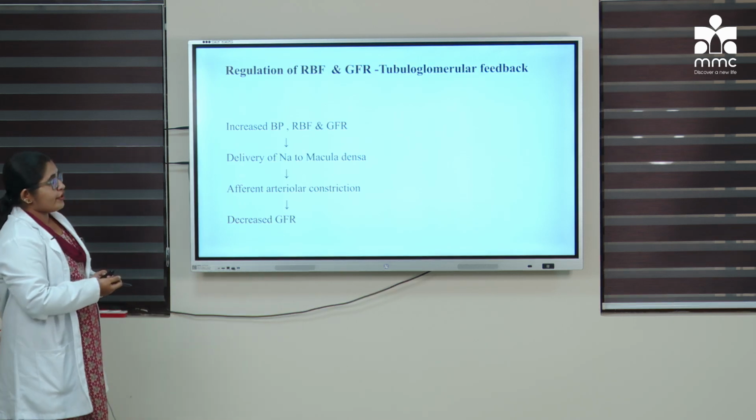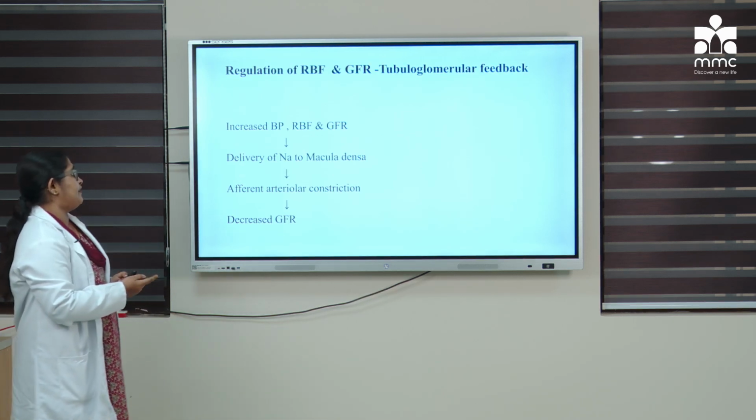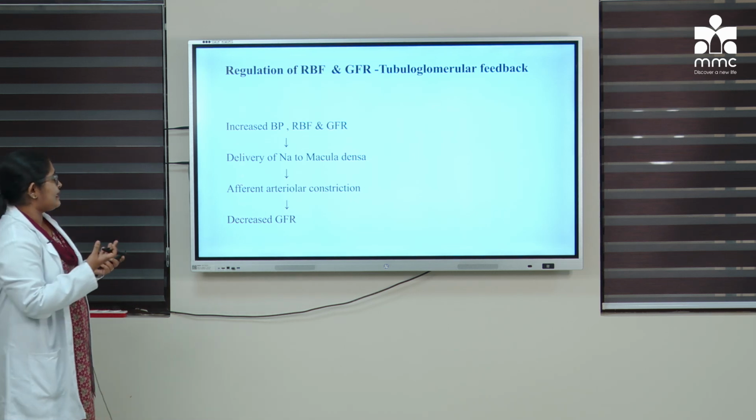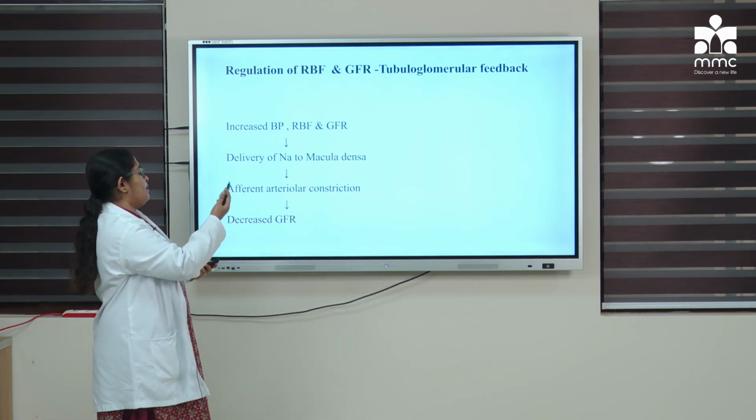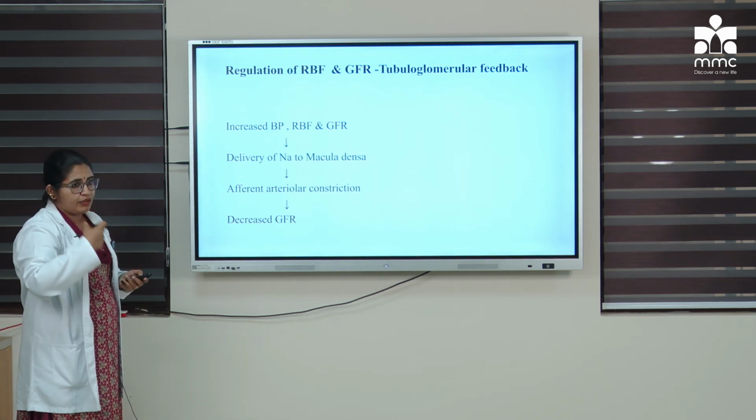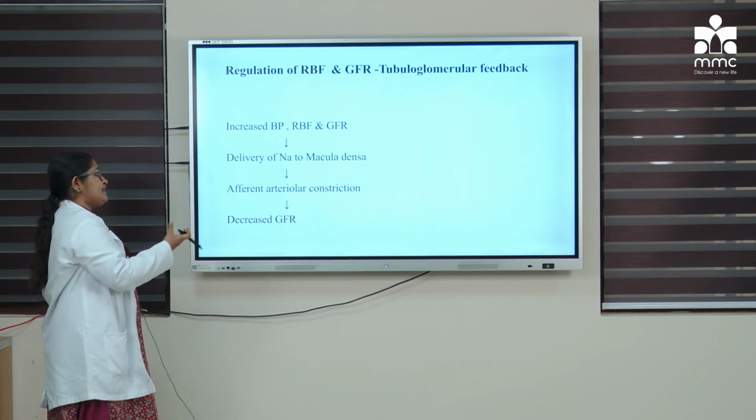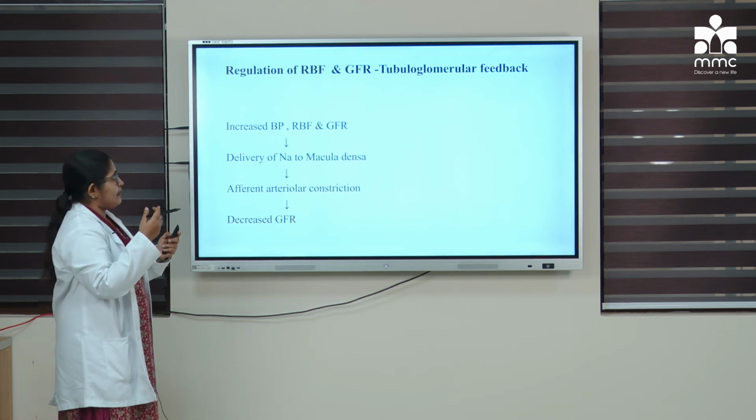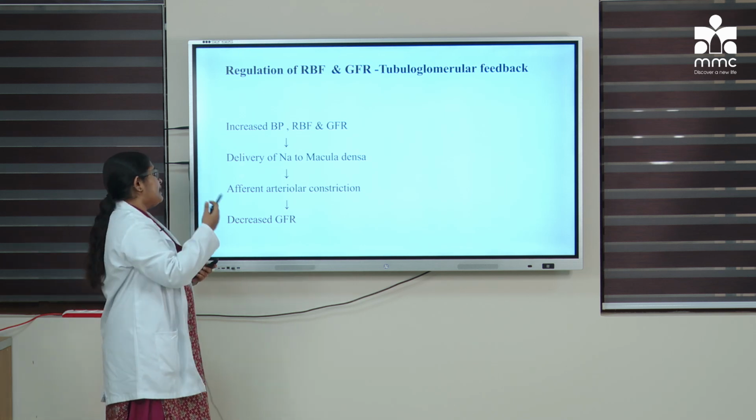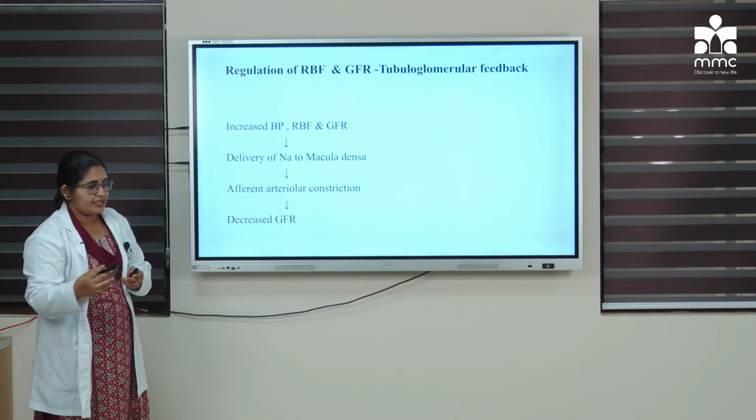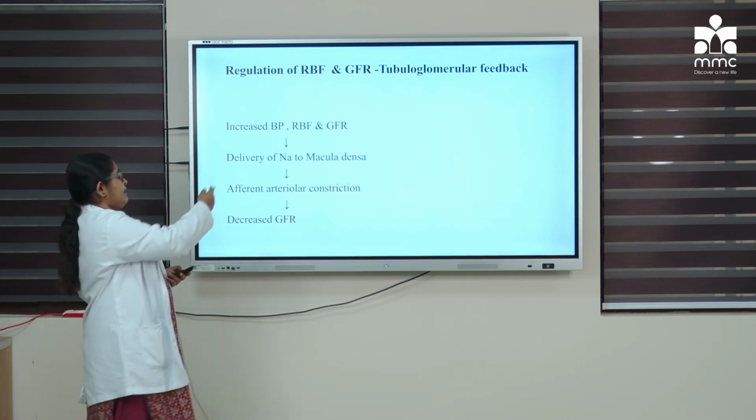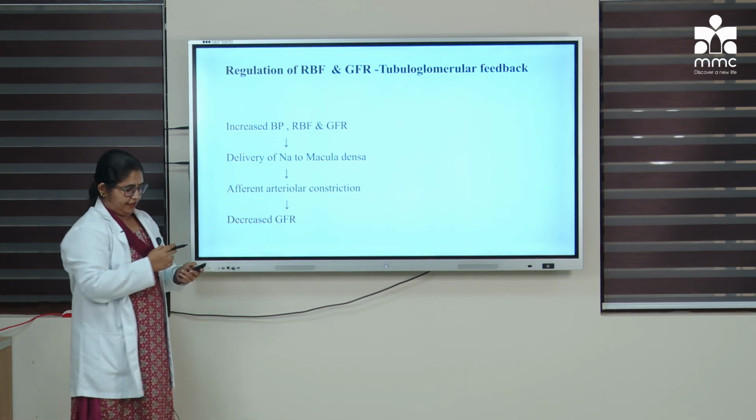Then coming to the regulation of renal blood flow and the glomerular filtration rate via the tubuloglomerular feedback, what happens is in cases where there is an increase in the blood pressure, the renal blood flow and the glomerular filtration rate, there is increased delivery. The tubular flow will contain excess quantities of sodium. So the macula densa, the thick ascending limb of loop of Henle, also receives a lot of sodium. In such cases, certain changes take place which ultimately cause afferent arteriolar constriction, which can bring about a decrease in the GFR.